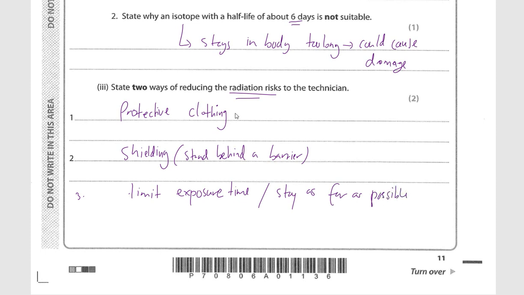Okay. Now the clothing could be gloves, they will wear gloves, and then they can use tongs as well, okay. Now unfortunately the mark scheme does not allow mask, okay. The mark scheme says ignore goggles, okay. So ignore goggles, okay. Now why ignore goggles?